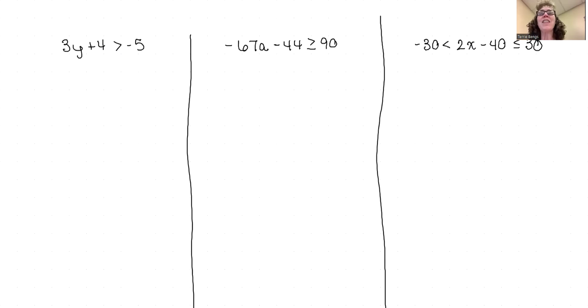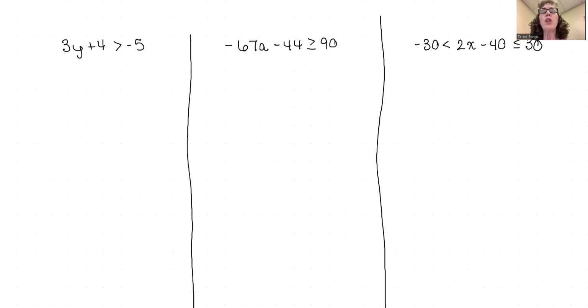Hi, this is Terry, and in this video we're going to talk about solving inequalities. I have three problems written here, but we're going to start with the one on the left. We have 3y + 4 > -5. And all an inequality is, is a greater than or less than sign.